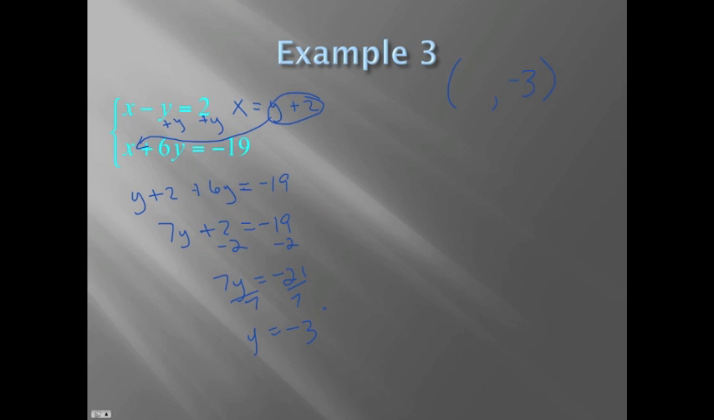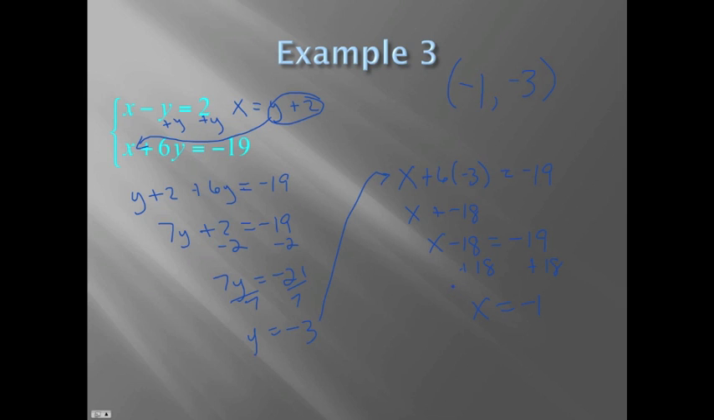Negative 3 there. All right, next, I'm going to take my negative 3 and I'm going to plug it in either one, and it really doesn't matter which one here. If I go to the top, I have x minus negative 3. I kind of want to stay away from that. I'm going to plug it into the bottom. So I have x plus 6 times negative 3 equals negative 19. That's going to give me x plus negative 18, or x minus 18, equals negative 19. So I'm going to add the 18, which gives me x equals negative 1. So now I know that that is negative 1.